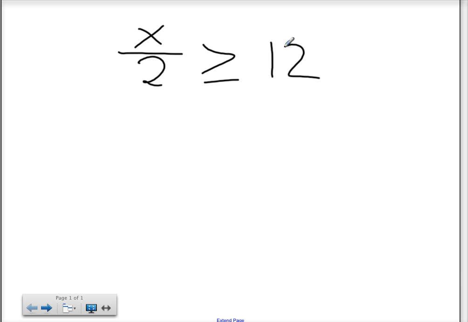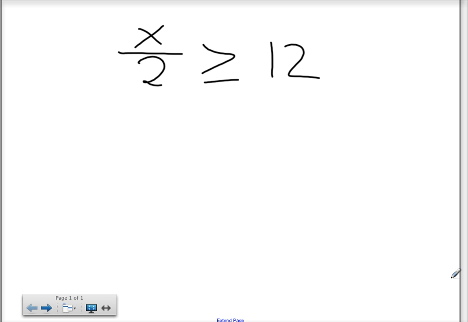What is that? Someone read that out loud for me? Yes, go ahead. Okay, can you say it? Yeah. x divided by 2 is greater than or equal to 12. Yeah, greater than or equal to 12. Okay. Is there any confusion here on when to call something greater than and when to call something less than?